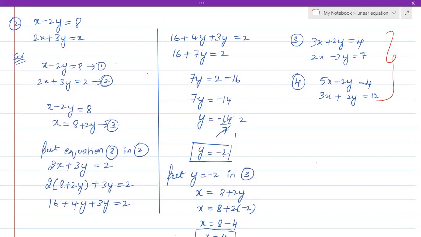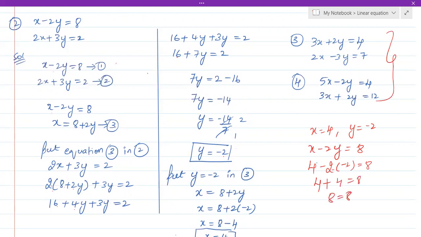Now, how do you know whether the values that you have got are correct or wrong? It's very simple. See, for this third one and fourth one, I have not given you the answer. How do you check? What you have to do is, as soon as you get the answer, for example, in this question, I've got x as 4 and y as minus 2. Substitute in the equation. What was my equation? x minus 2y is equal to 8. First equation. Substitute here. x value is 4, y value is minus 2. As you can see, 4 minus into minus becomes plus. 2 2s are 4. So 4 plus 4 is 8. 8 equal to 8. So it is satisfying, isn't it?